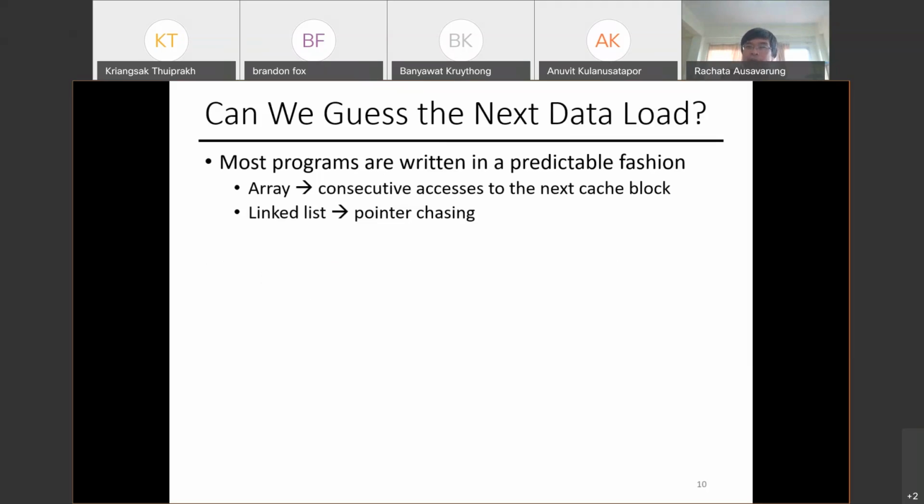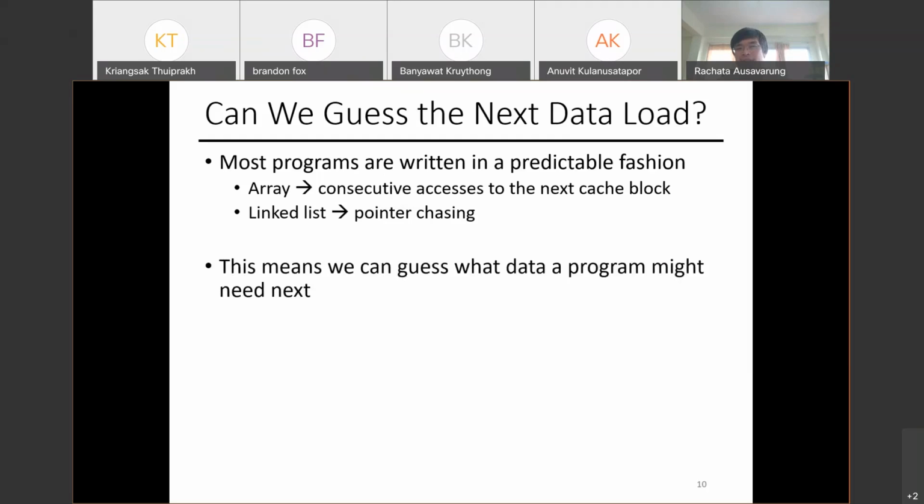Graph, for example, you might be representing a graph using pointers. It might not be a full-blown linked list, but it's close. Right? It's a node that points to another node. Binary tree, right? So it means that we can guess what data a program might need next. Anyone want to take a guess? Why is it the case?